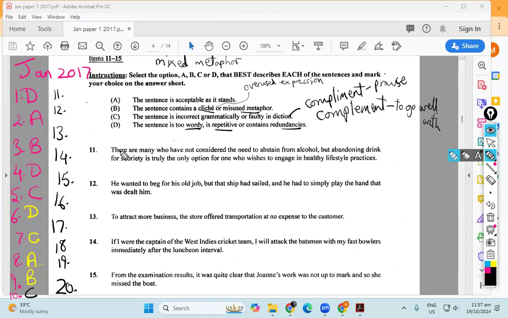There are many who have not considered. Well, generally, if I have the expression there are, there is, it is, I could take that out. And I could just say many have not considered the need to, could be abstaining from alcohol. And I could even leave out abandoning drink. And I could say sobriety is truly the only option for one who wishes to engage in healthy lifestyle practices, could be the same as be healthy. Right? So you all can see how this would be D. So 11, we're going to put D. Right?